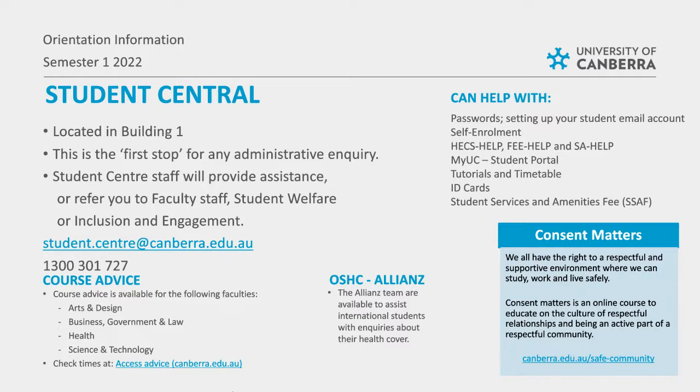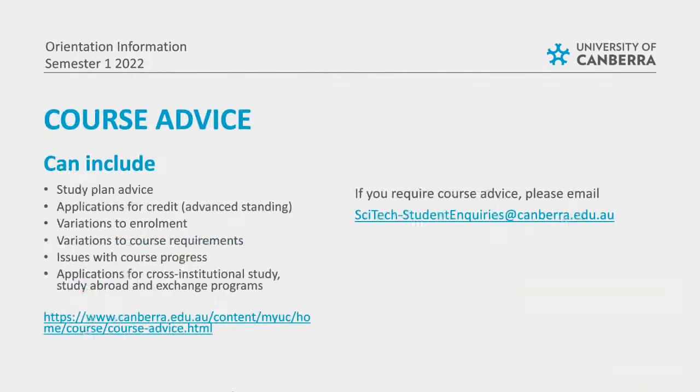And when you get your student ID, you will have the university account. And when you have the university account, you can have access to Canvas, and you can have access to your student email. So first of all, you go to Student Central, you deal with all the regular stuff for every student: you need to have the student ID, you need to have the email, you need to have your Canvas. Once you go there, if you have any specific question regarding your course, then the next step is to go to SciTech Student Inquiry.